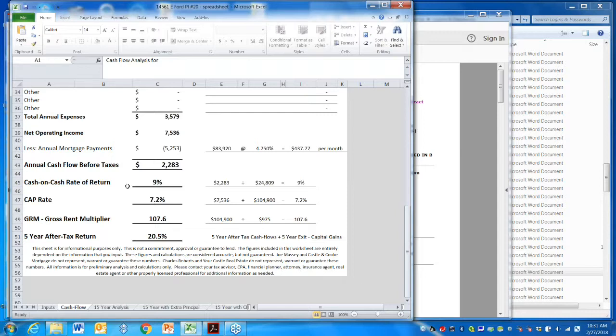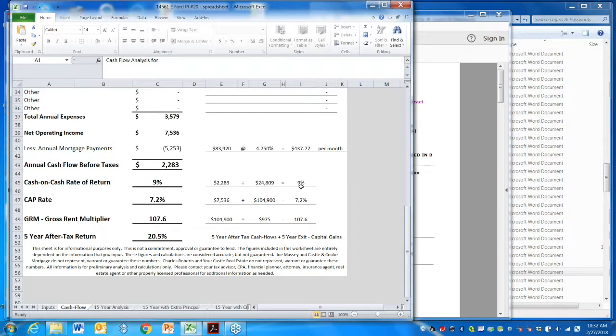So I like cap rate, but let's look at other numbers here. You have the cash on cash return, which is your annual pre-tax cash flow before taxes divided by how much you put down. And in that case, that's 9%. And I've got a lot of investors and a lot of really great colleagues who like cash on cash return as their metric.